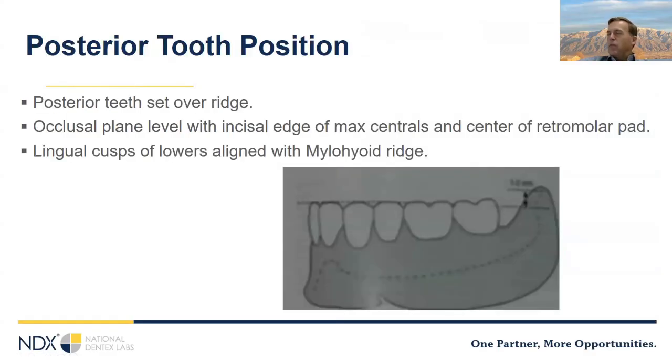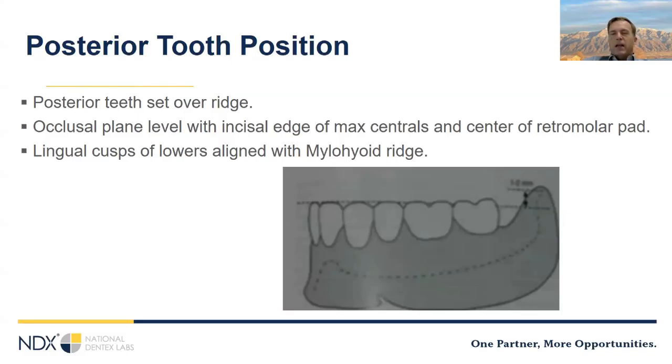A couple of things about the posterior teeth position. We have to set the posterior teeth over the ridge. This is critical. One of the things that I know I messed up when I was younger, and maybe some other people have run into, is that it's easy to think, oh, I got denture teeth, I can put them wherever I want, I can make them really pretty. The problem is that the posterior teeth are an extremely powerful lever. And if we set them off the ridge, then there's going to be so much tipping force on the denture that we're really not going to be able to create a stable prosthetic for the patient.